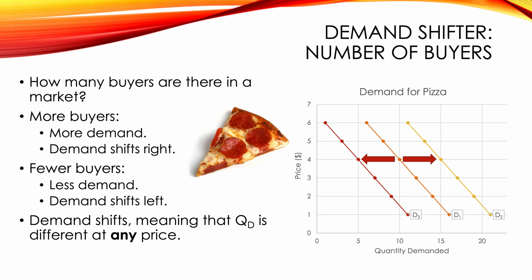So on D1, for instance, at a price of $4, the quantity demanded of slices of pizza was 10. At $4 on D2, the quantity demanded is 15. And on D3 at a price of $4, the quantity demanded is 5. So the price is never changing because that would just be a movement along a demand curve. What we have happening here is a shift of the entire thing. So these are the first 2 shifters that can affect demand curves.